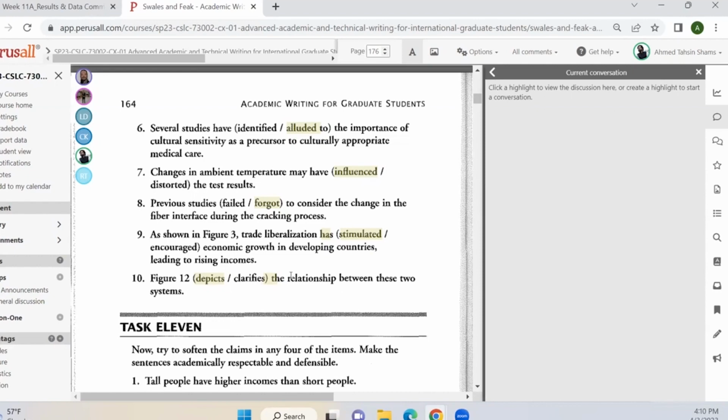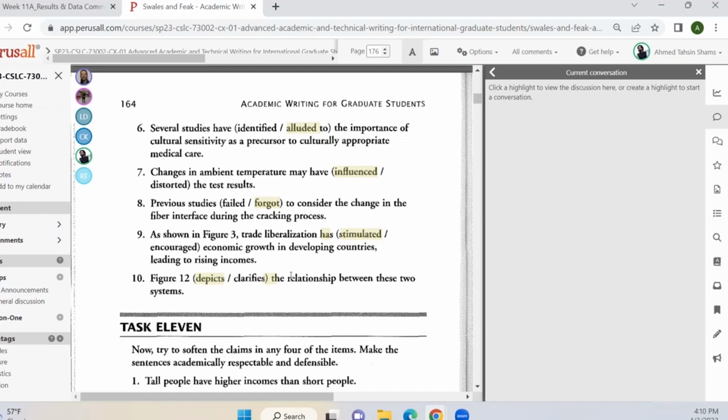Number 6, several studies have identified or alluded to. This is number 6. Both the group agree? Alluded, correct. Number 7, changes in ambient temperature may have influenced or distorted. Influence is the hedging. Previous studies failed or forgot.